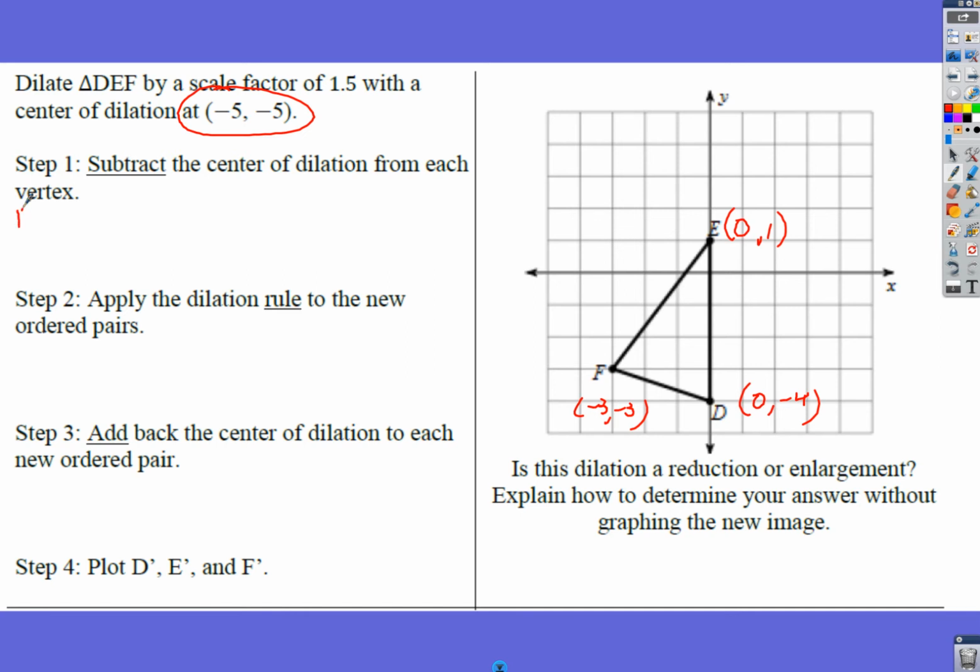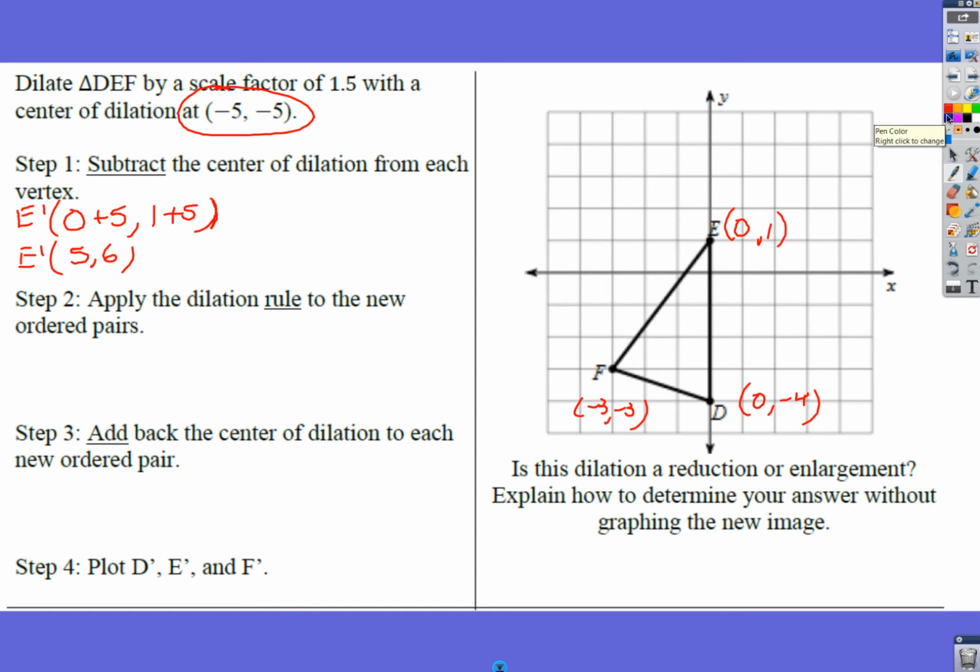So let's start off with E prime. What is the x of point E? 0. And if I subtract the center of dilation, and somebody had mentioned how they happen to be negative both coordinates, what happens when you subtract the negative? You actually end up adding, yeah. So +5, and then the y is 1, that also happens to be +5. So E prime is going to be at 5, 6 right now, after this step. Not at the end, just after this step.